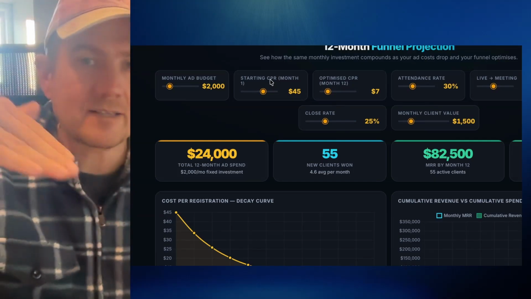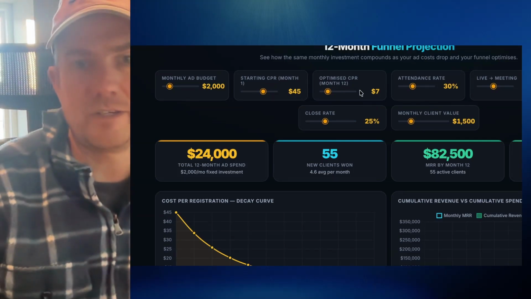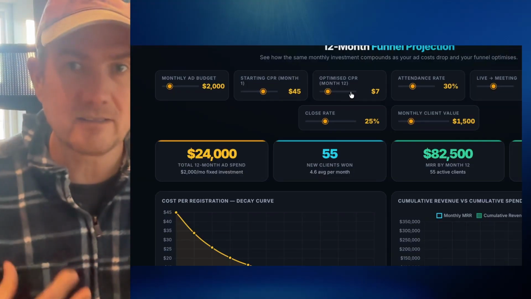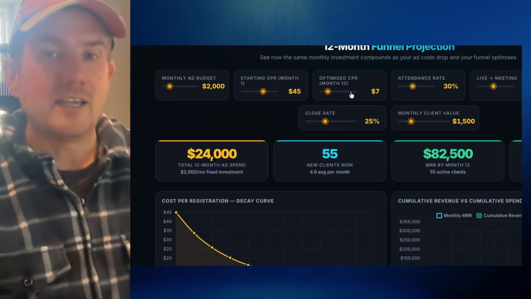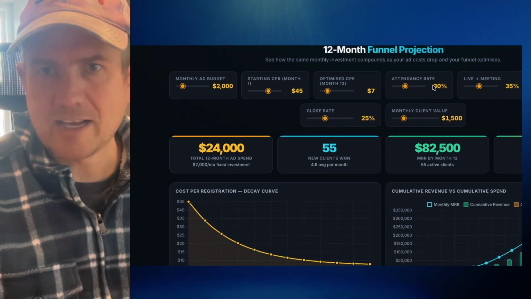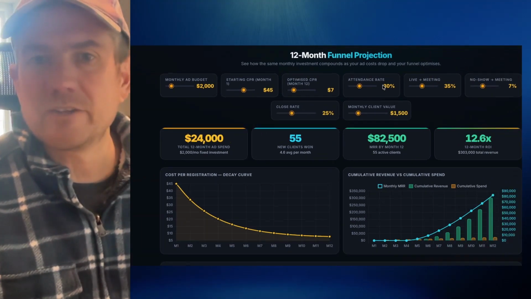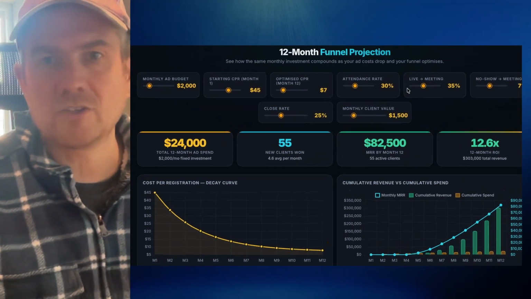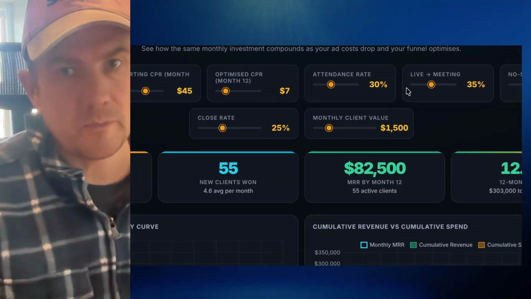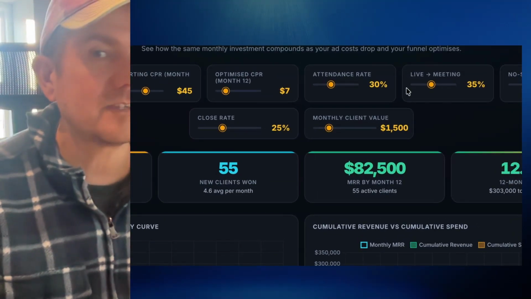It drops dramatically. So I've got here $7. Again, that's based on my internal lessons. Then we've got attendance rate here in the dashboard. Attendance rate, I find 30% quite a good number. It's maybe a little bit aggressive. You potentially want to be a little bit more conservative in that number.